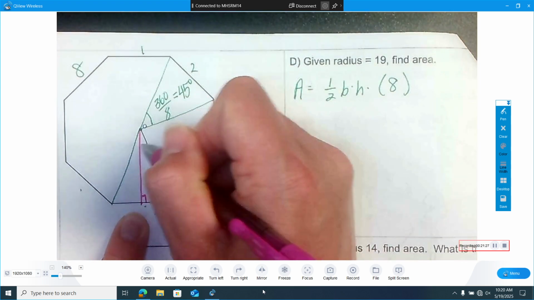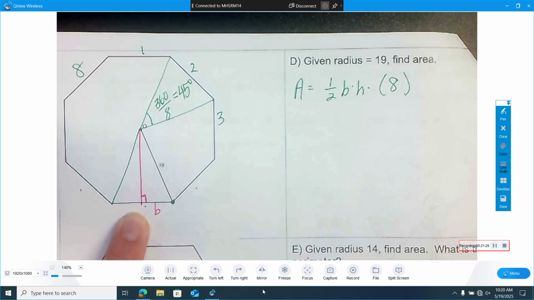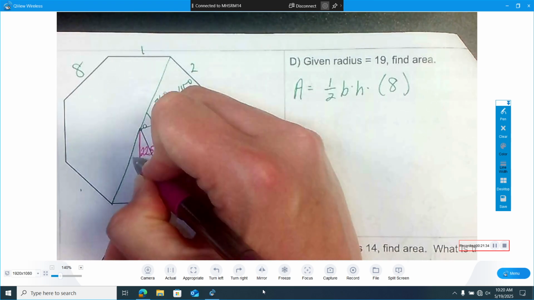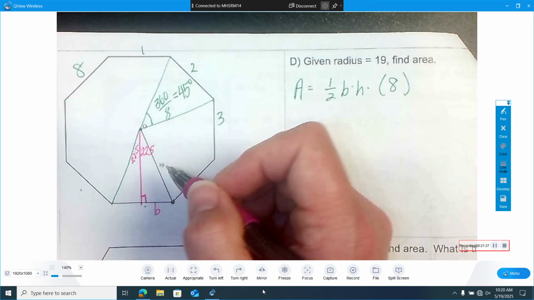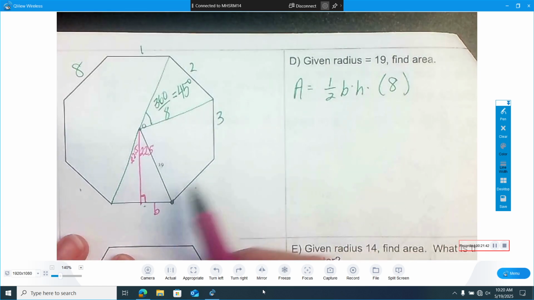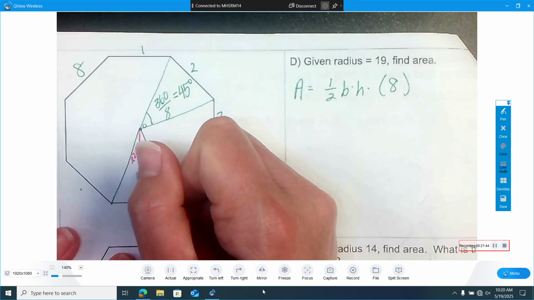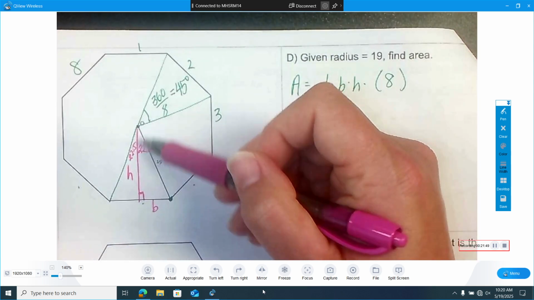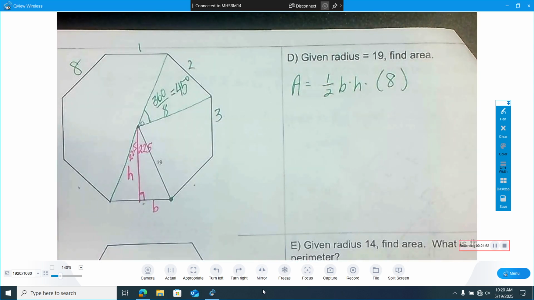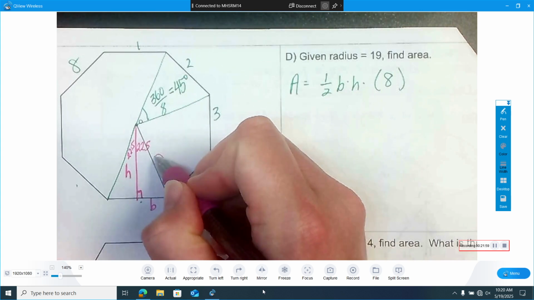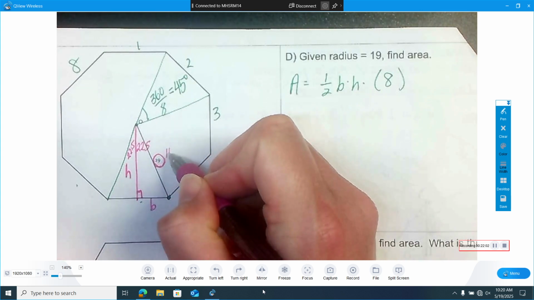And then what happens to our central angle? It also got split. 22.5 for each of those little angles there. Got split in half. All right. So I need to figure out my base. I also need my height. I'm just going to call it H, because that's the height that I need to find as well. So now we have two things that we're going to use trig to figure out. I have my radius, which happens to be the hypotenuse.